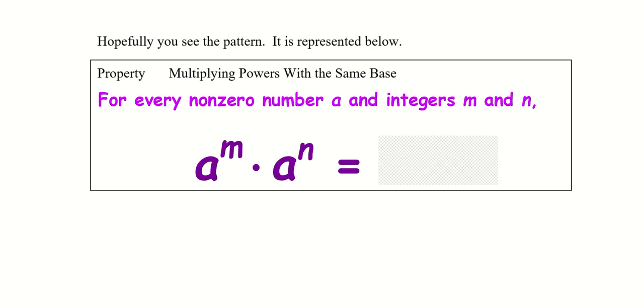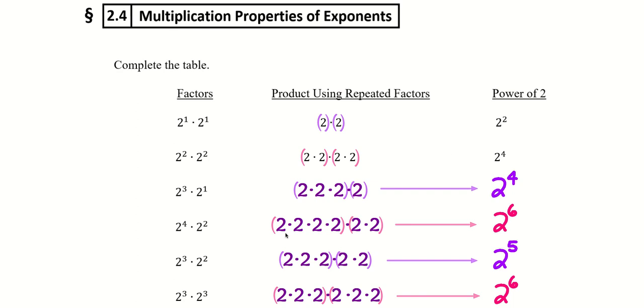So hopefully you saw the pattern there. It's represented in this definition below, multiplying powers with the same base. For every non-zero number a, and these powers have to be integers, and the base has to be something not 0. Whenever we're multiplying like bases together, 2 to some power times 2 to some other power.